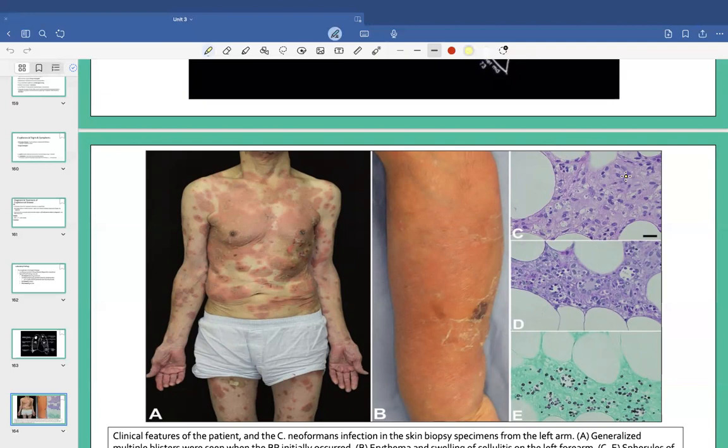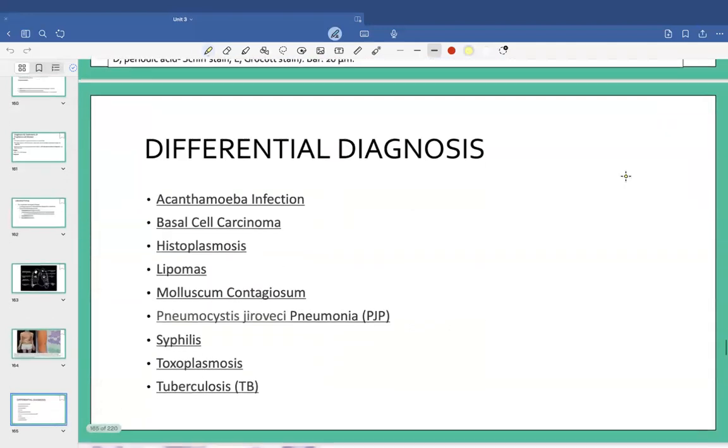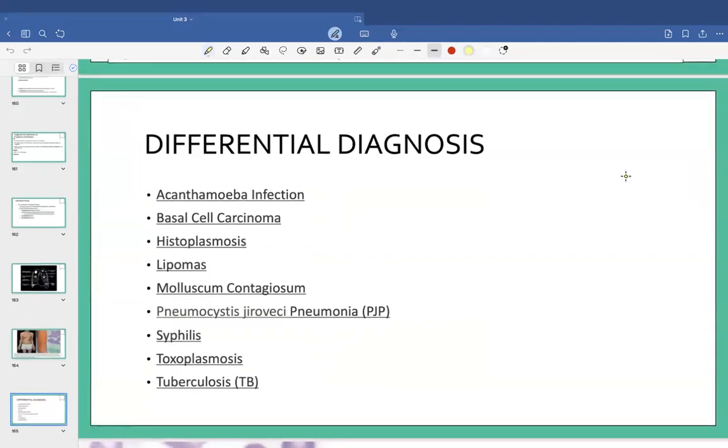So other parts of your differential, again, this is not anything you have to memorize. This is to help you sort through basal cell carcinoma, histoplasmosis, which we're going to talk about, lipomas, pneumocystis, which we're going to talk about, toxoplasmosis, TB. Various things can look like cryptococcosis.